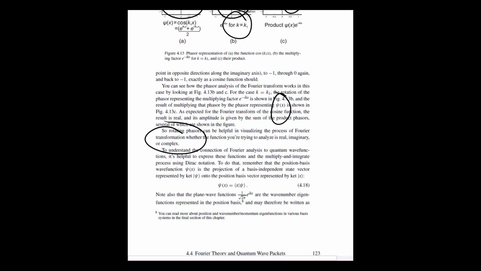Before we get to wave packet formation, I think it's helpful to look at this multiply and integrate process using Dirac notation. And to get started with that, look at this equation right here. If you worked through the earlier sections of this chapter and the previous chapters, you probably remember that this equation tells you that the wave function psi of x is given by projecting the state, represented by basis-independent ket psi, onto the position basis vectors, which are represented by x here.